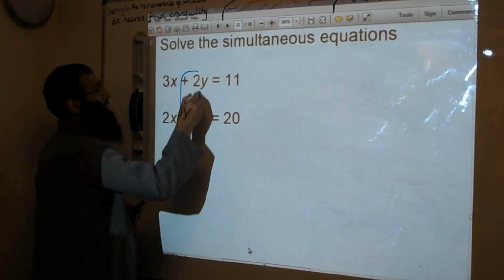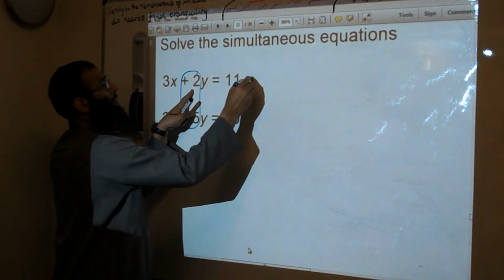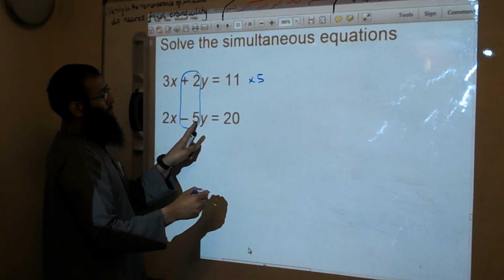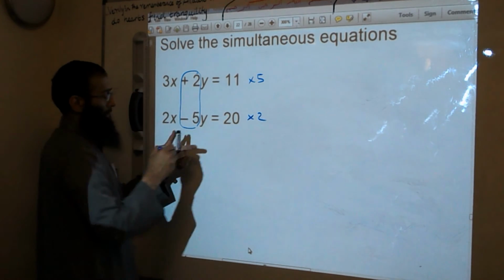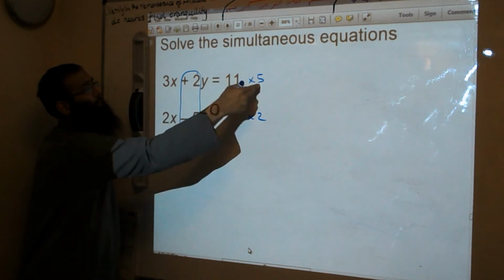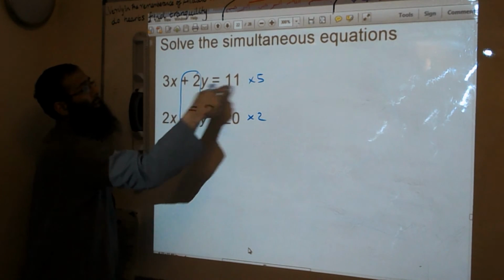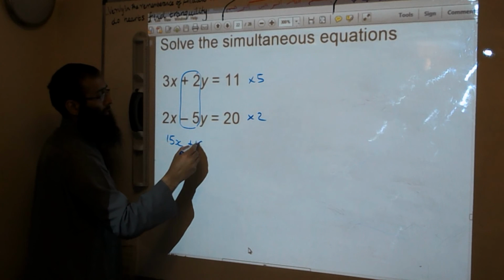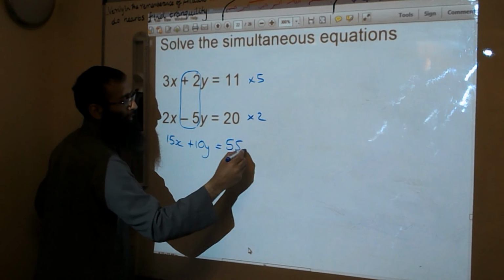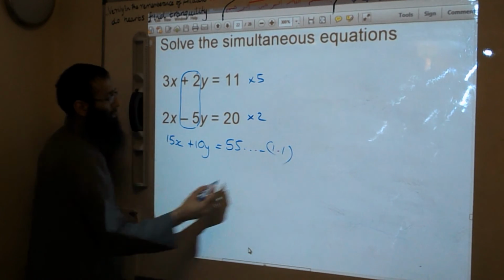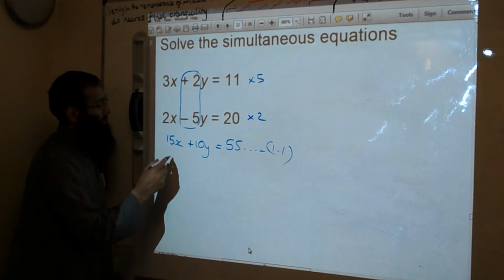Let's look at those coefficients. I need to make this plus 2 and minus 5 the same. What do we do? Times the top one by the bottom number and times the bottom one by the top number. Excellent. So 3x times 5 is 15x. Plus 2y times 5 is 10y. 11 times 5 is 55. That is equation 1.1. This bottom equation, we're going to multiply all of it by 2. We're going to double the whole lot.